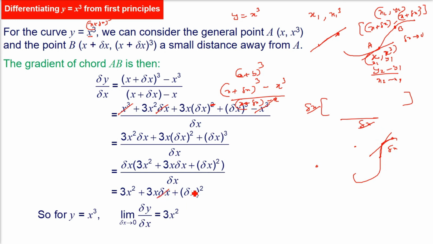By del y by del x, as delta x tends to 0, this comes as 3x square because all other terms become 0 when delta x equals 0. So y equals x cube. The differentiation of this y equals x cube is nothing but 3x square. So this limit, delta x tends to 0, del y by del x is nothing but dy by dx. Okay. This is 3x square by first principle, the differentiation.